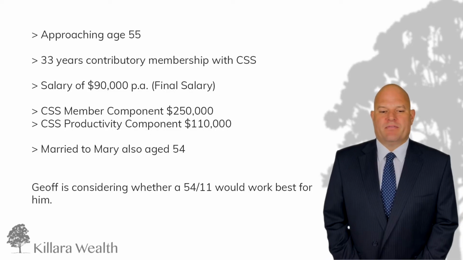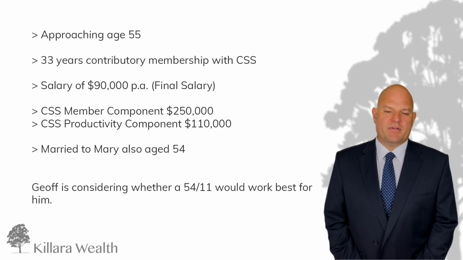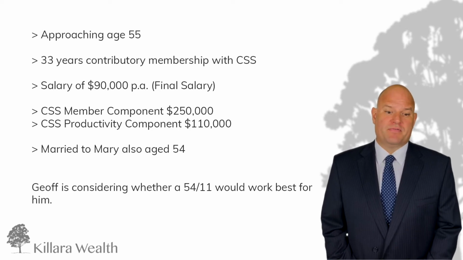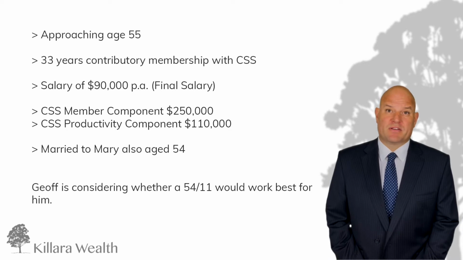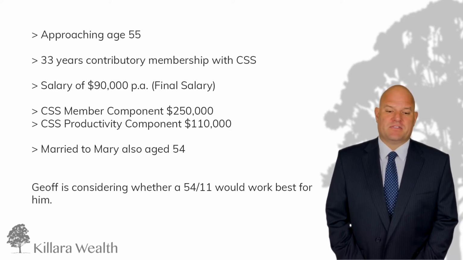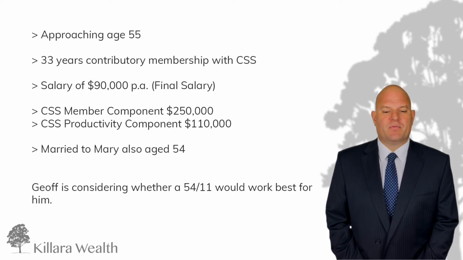Okay, let's meet Geoff. Geoff is approaching age 55. He has 30 years contributory service with CSS. He's currently on a salary of $90,000 per annum, or his final salary. His CSS member component is $250,000. His CSS productivity component is $110,000, and he's married to Mary, who is also age 54. Geoff is considering whether a 5411 would work best for him.